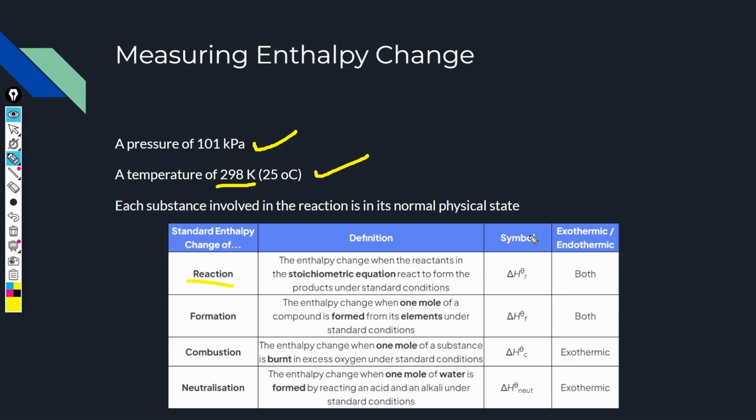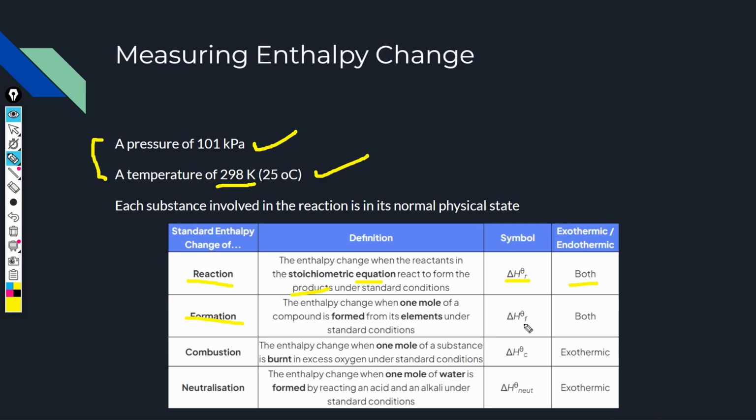So there are 4 standard enthalpy changes we're looking at. We'll be first looking at the reaction, which is denoted by delta H. This symbol is basically used to represent that it's at standard conditions, and R just shows this is the reaction. And this is basically the measure of the enthalpy change of an equation where the products are formed, and it can be endothermic or exothermic.